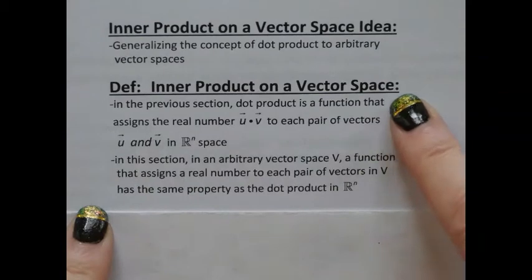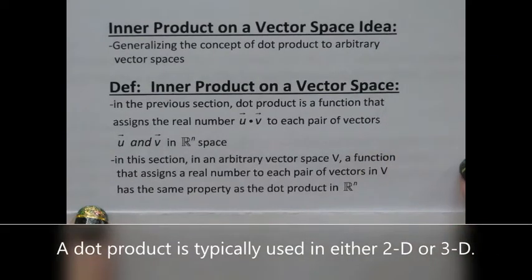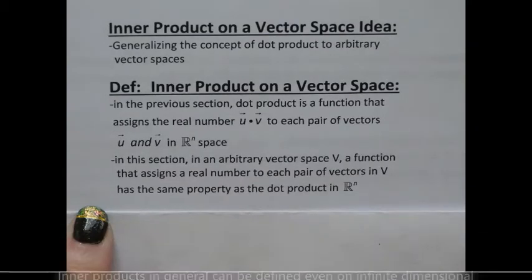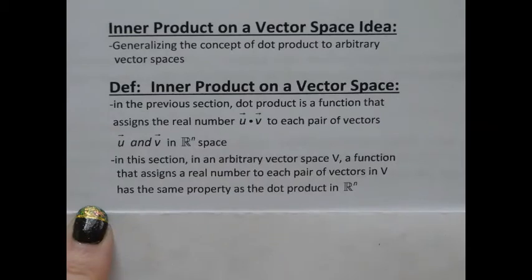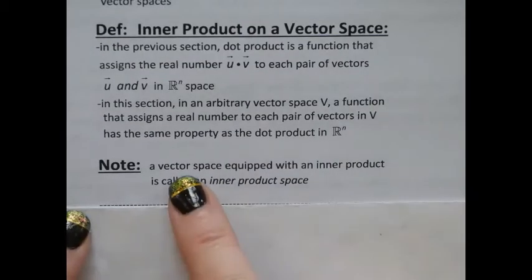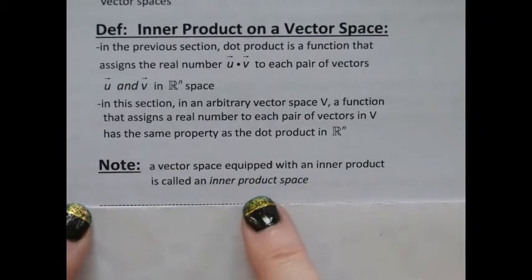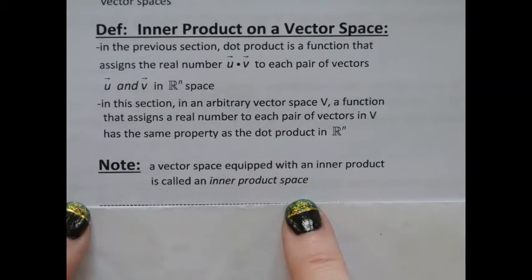Definition of an inner product on a vector space. In the previous section, dot product is a function that assigns the real number u dot v to each pair of vectors u and v in R to the n space. In this section, in an arbitrary vector space V, a function that assigns a real number to each pair of vectors in V has the same property as the dot product in R to the n. Note, a vector space equipped with an inner product is called an inner product space.